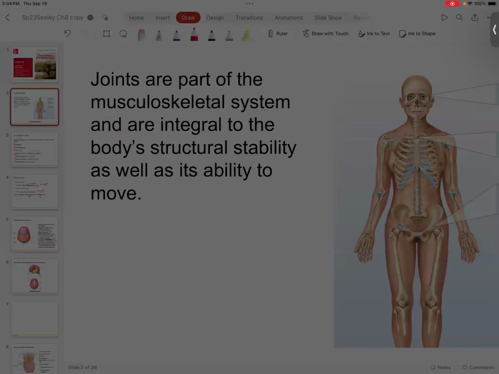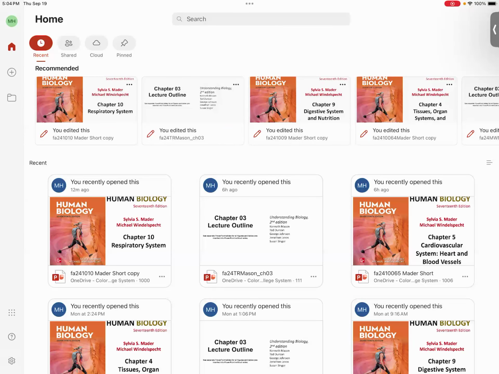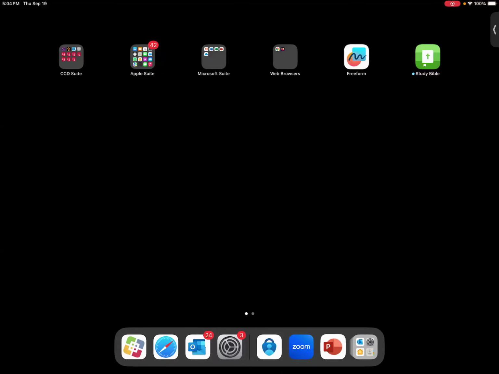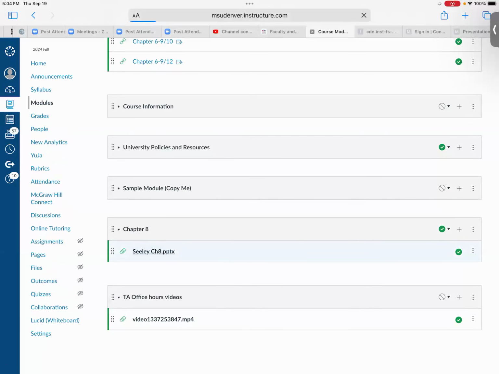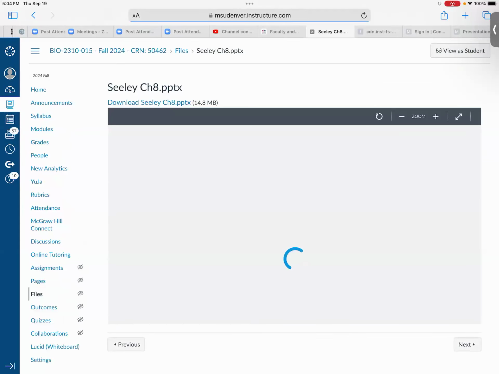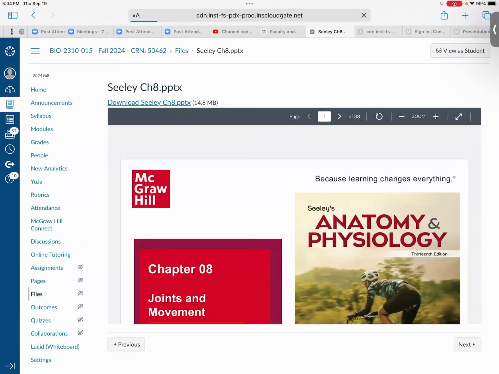And bear with me one second, because I realized that I accidentally grabbed last semester's chapter 8 when I wanted ours, which is a clean slate.